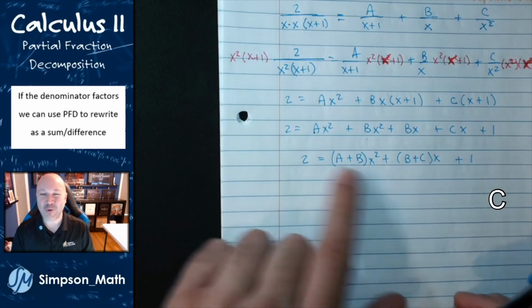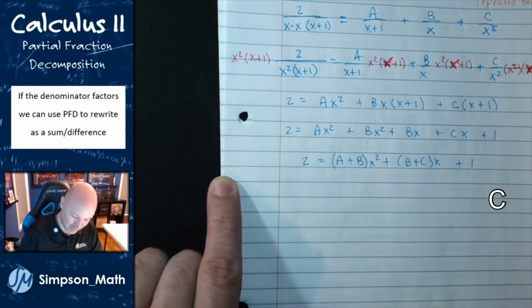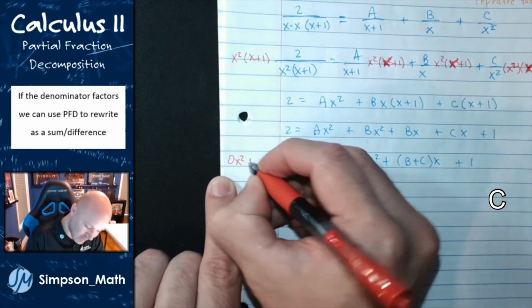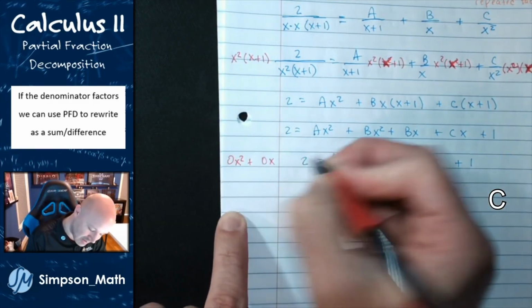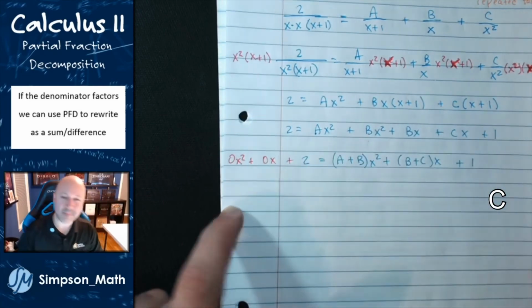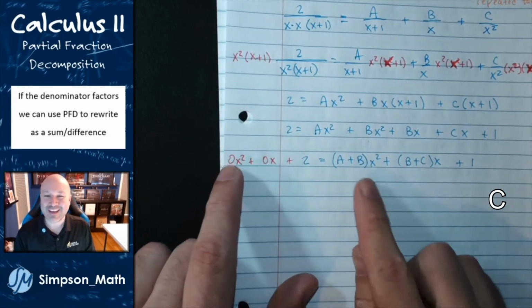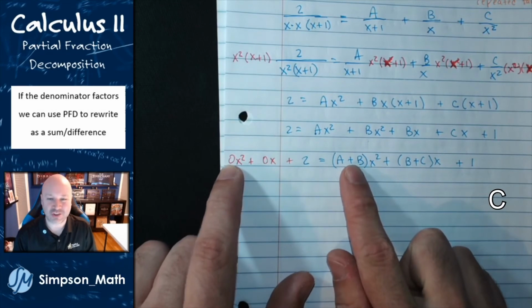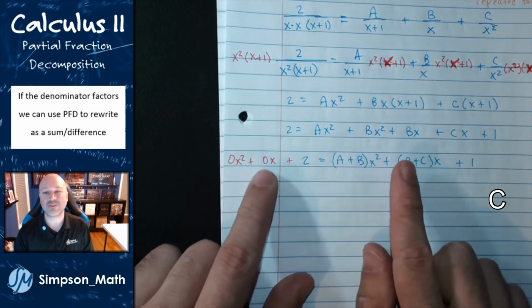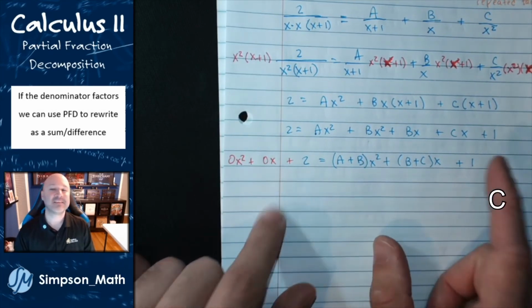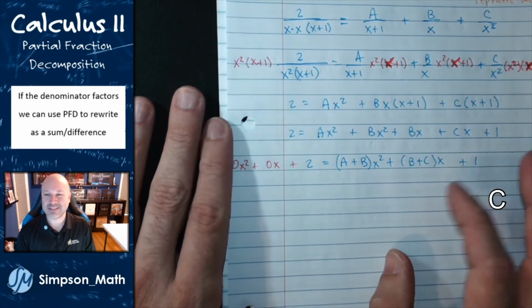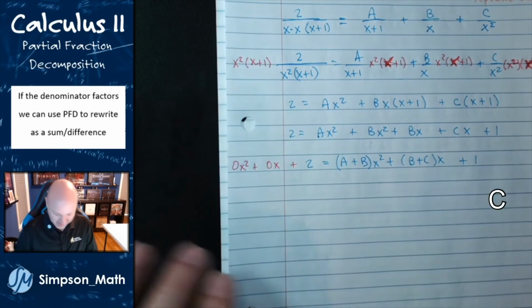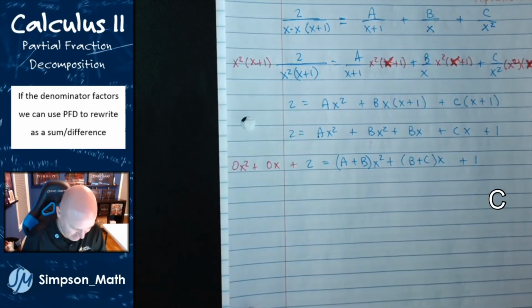I've got some sort of quadratic term over here. Maybe you want to call that 0x squared. And I've got some sort of linear term. Maybe you want to call that 0x. I'm going to set the coefficients equal to each other. So the coefficients of the quadratic term, the coefficients of the linear term, and then these constants. Those don't make any sense, but I'm going to just play with this.